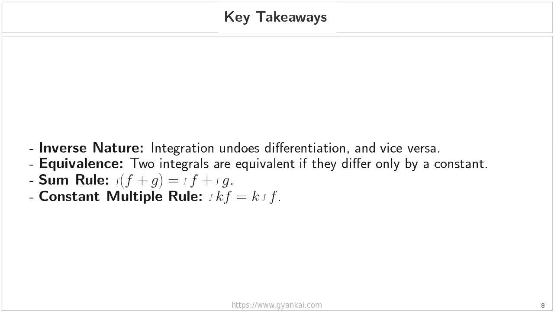Following that, we have the constant multiple rule. This one's pretty straightforward. If you have a constant multiplied by a function inside the integral, you can simply pull that constant outside the integral sign. So, the integral of k times f is equal to k times the integral of f, where k is just a constant number. Think of it like factoring. It simplifies things without changing the result. We saw a real-world analogy on the previous slide to help illustrate this.